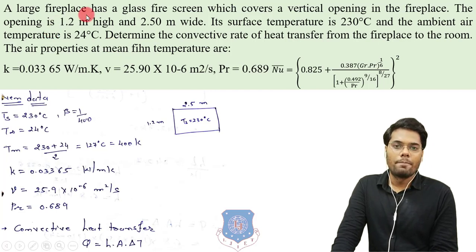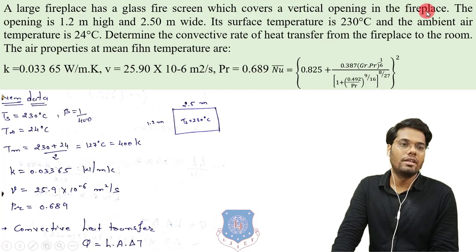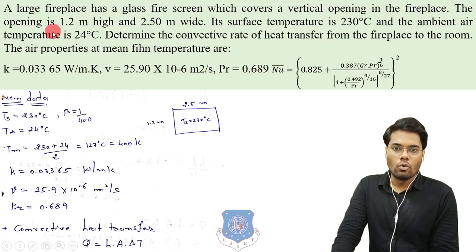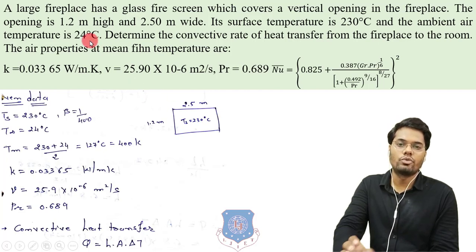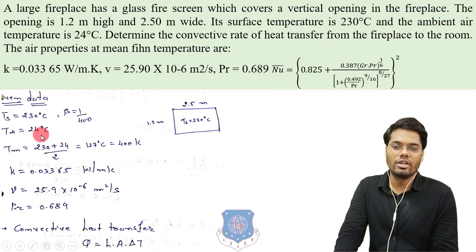A large fireplace has a glass fire screen which covers a vertical opening in the fireplace. The opening is 1.2 meter high, so the height of this glass is 1.2 meter, and 2.50 meter width. Its width is 2.5 meter. Its surface temperature Ts is 230 degrees Celsius and the ambient air temperature is 24 degrees Celsius, so the surrounding temperature T infinite is 24 degrees Celsius.